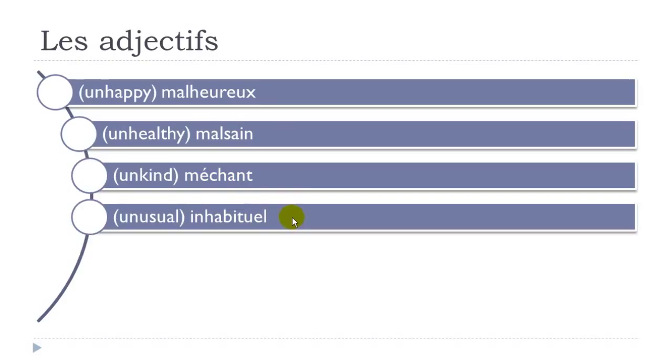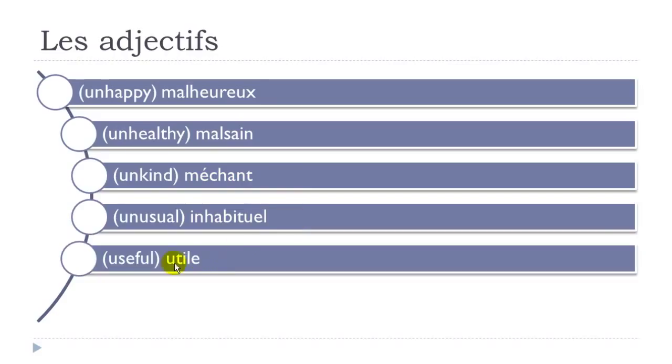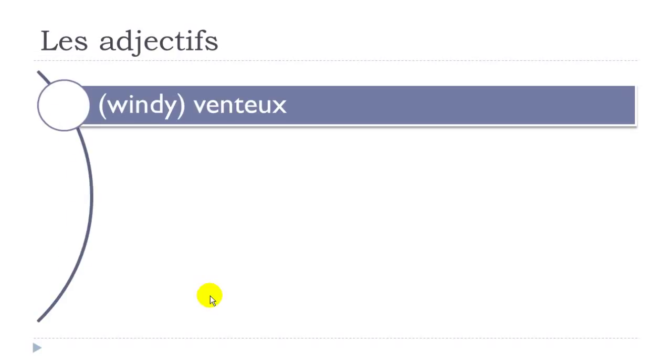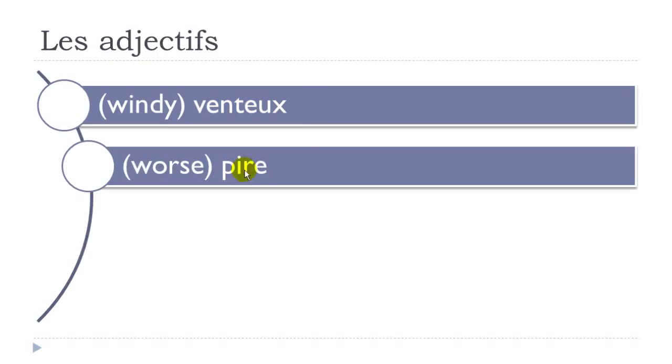Inhabituel. Utile. Chaud. Final D not pronounced. Venteux. Final X not pronounced. Then E-N, en, venteux. Pire. Final E not pronounced, so R at the end. Pire.